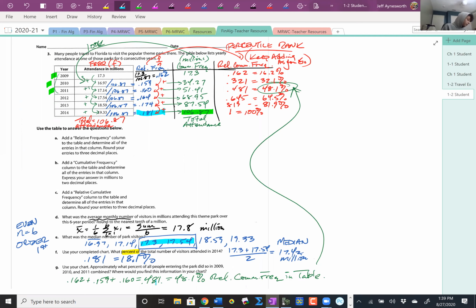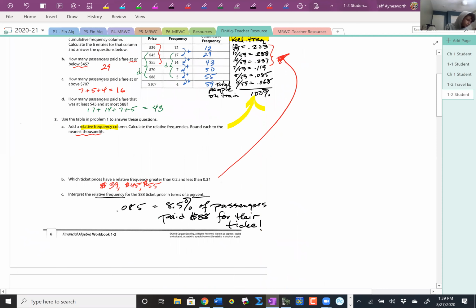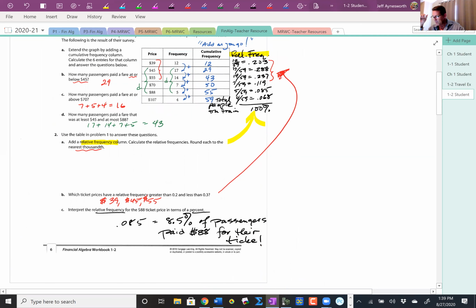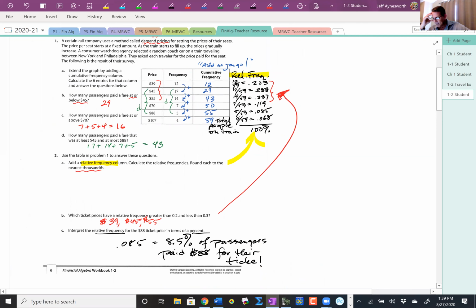Number two, I think it's like C. Okay, it's number two C. It says interpret the relative frequency of an $88 ticket, for the $88 ticket price in terms of percent. Okay. Yeah. Say again. Oh, I was saying I don't need pressure on that.